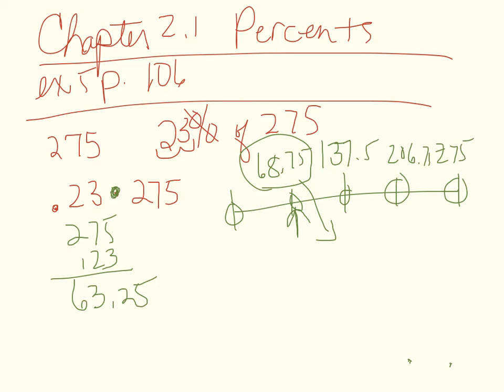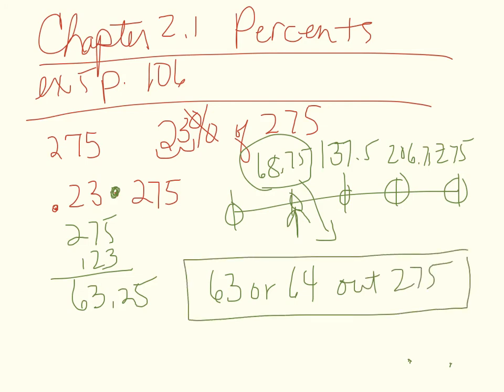So about 63 or 64 students out of 275 students would have 3 TVs in their home. Because we're dealing with people, we don't want to take them in quarters. We're going to say 63 or 64 kids, approximately.